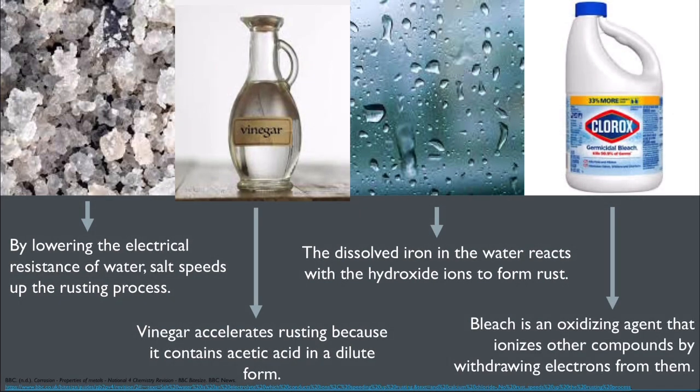Bleach is another thing that we see in our day-to-day lives that favors corrosion. It contains a chemical called sodium hypochlorite that acts as the oxidizing agent in the reaction, that is, ionizing other materials by removing electrons from them, hence accelerating corrosion. Iron, for example, loses electrons more rapidly in bleach than water.